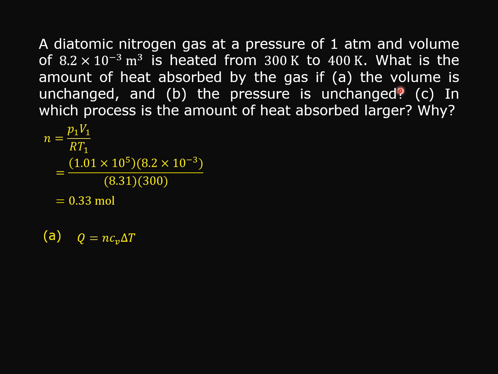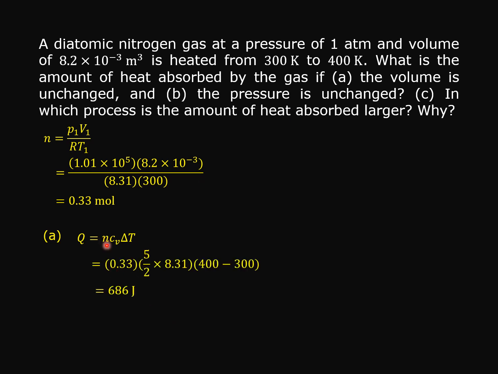Now for the first case, we can find the heat absorbed by the gas if the volume is unchanged. We can use Q equal to n Cv delta T to find this quantity of heat. Cv is the molar specific heat at constant volume. That means the volume is unchanged. And delta T is the change of the temperature.